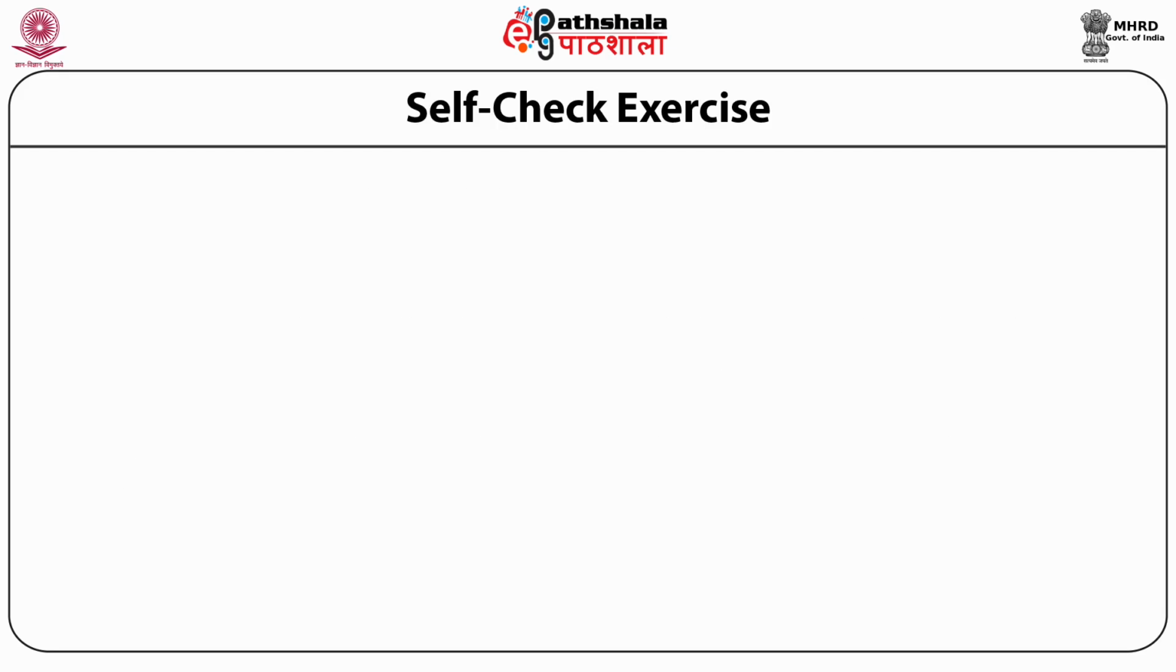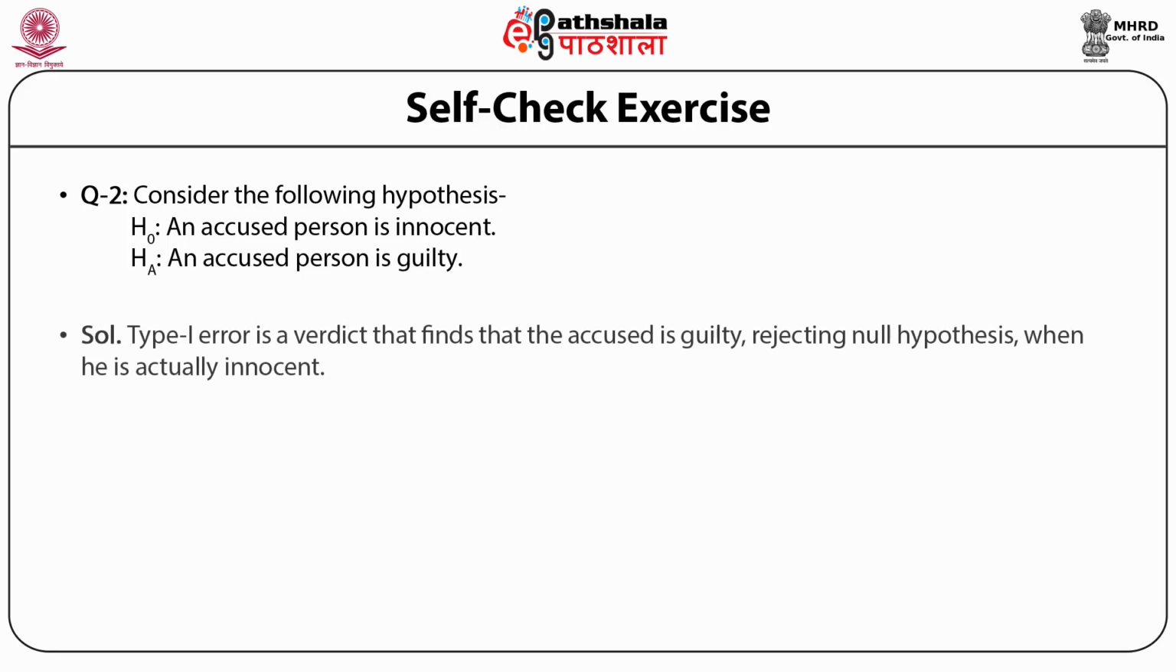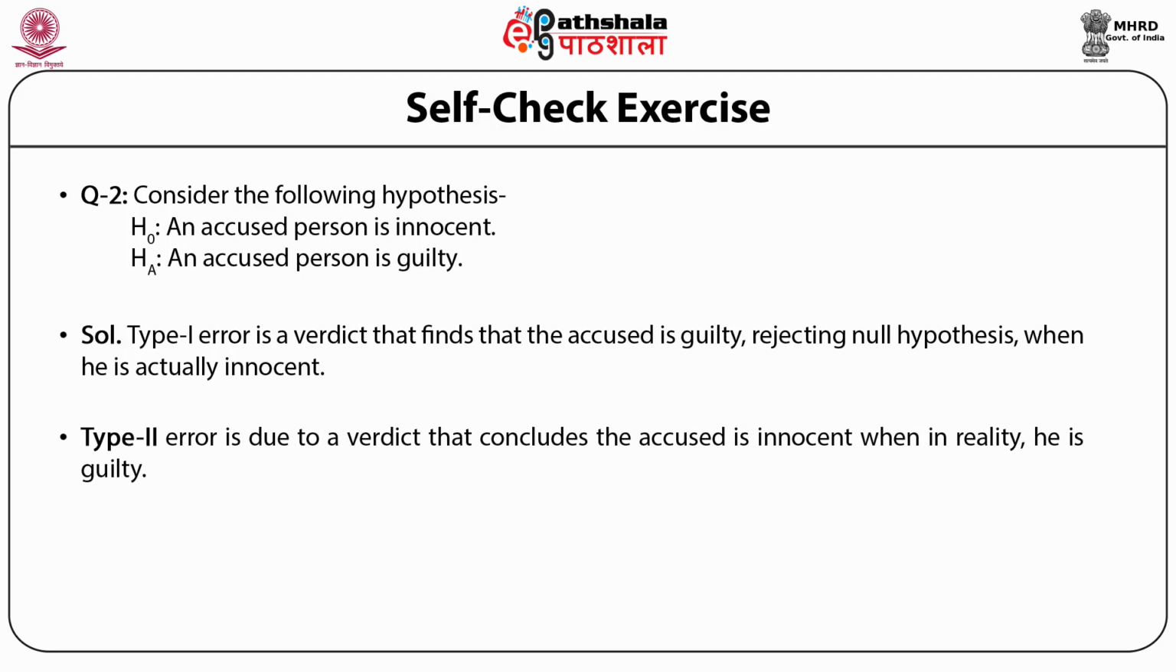Let us take another example in which the null hypothesis reads that an accused person is innocent. Consequently, the alternative hypothesis will be that an accused person is guilty. A type 1 error is a verdict that finds the accused guilty, rejecting the null hypothesis when he is actually innocent. A type 2 error is due to the verdict that concludes the accused is innocent when in reality he is guilty.